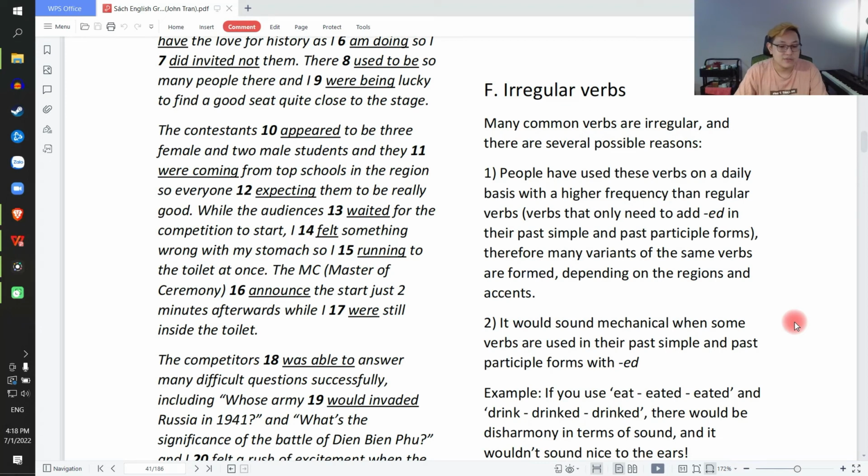Cái phần mà F này là phần phụ thêm thôi, nhưng mà nó cũng quan trọng không kém, tại vì nó nói về những động từ không theo quy tắc nào cả, bất quy tắc á. Động từ bất quy tắc thì đương nhiên các bạn học về quá khứ thì các bạn phải học về động từ bất quy tắc thôi. Okay, so many common verbs are irregular and there are several possible reasons. Có nhiều cái động từ mà nó rất thông thường luôn, nó lại là bất quy tắc. Và có nhiều cái lý do có thể.